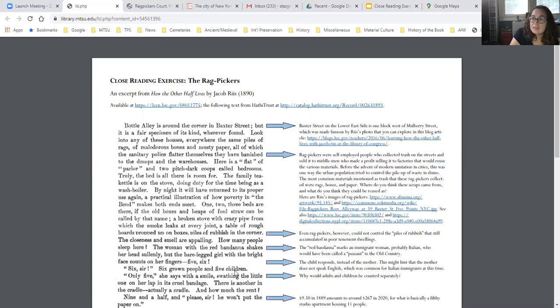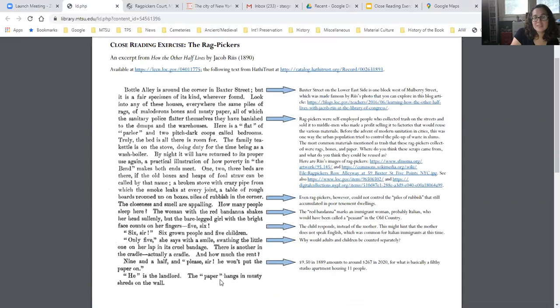I have no idea why adults and children would be counted separately. "Only 5," she says with a smile, "swathing the little one on her lap in its cruel bandage. There is another in the cradle," actually a cradle. So the little girl is very proud to say "only 5," as if 5 were a small number of children to actually have within a family.